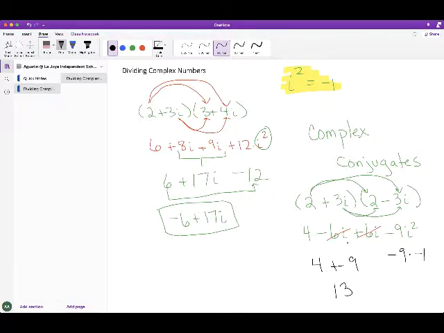So this is the special thing that happens with complex conjugates. The imaginary part will cancel out, and you're going to be left with a real number. With that real number, it's going to make our life easier when we're dividing the numbers.